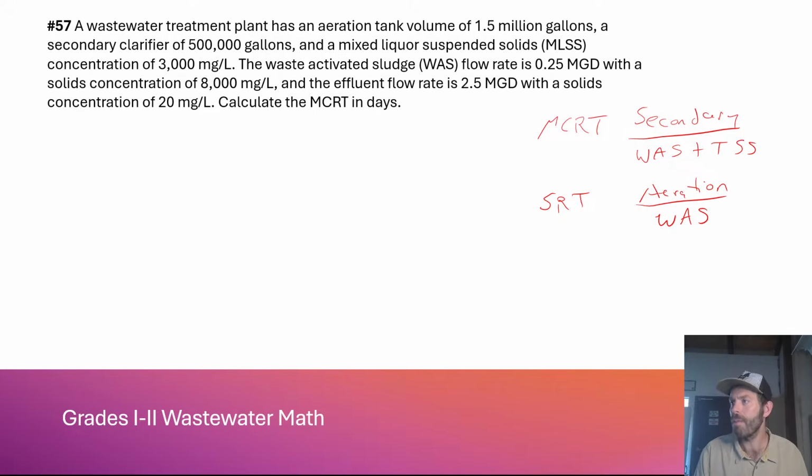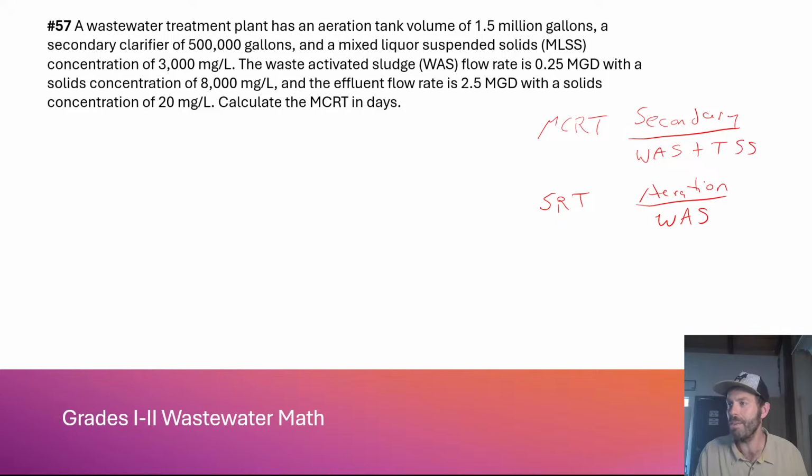So a wastewater treatment plant has an aeration tank volume of 1.5 million gallons, a secondary clarifier of 500,000 gallons, and a mixed liquor suspended solids concentration of 3,000 milligrams per liter. The WAS flow rate is 0.25 mgd. It's pretty high, but I wrote the math problem and it's fine. With a solids concentration of 8,000 milligrams per liter, and the effluent flow rate of 2.5 mgd with a solids concentration of 20 milligrams per liter, calculate the MCRT in days.